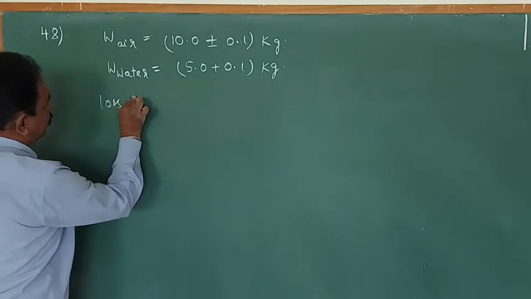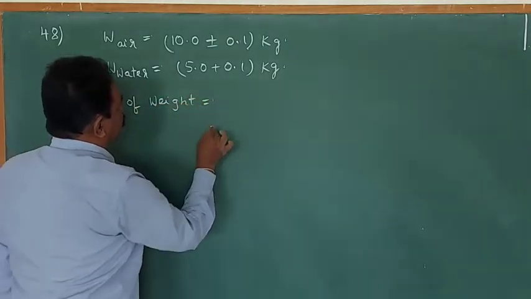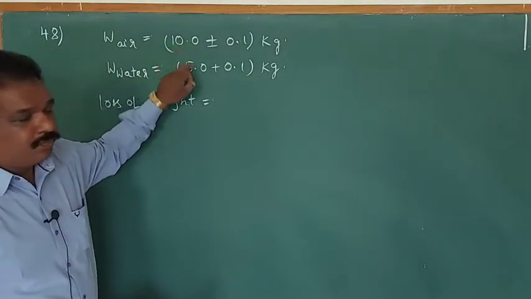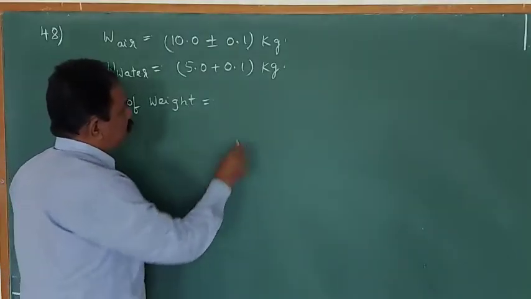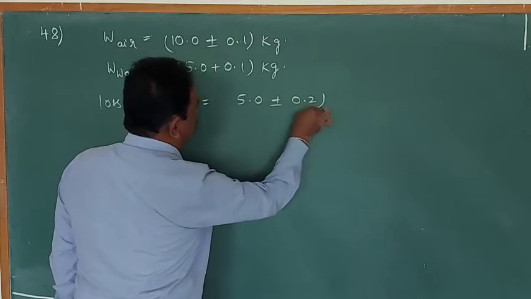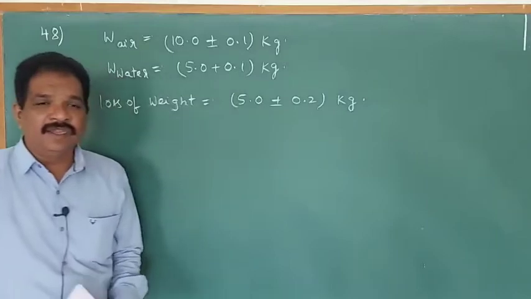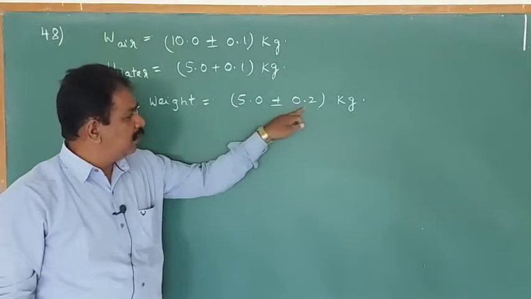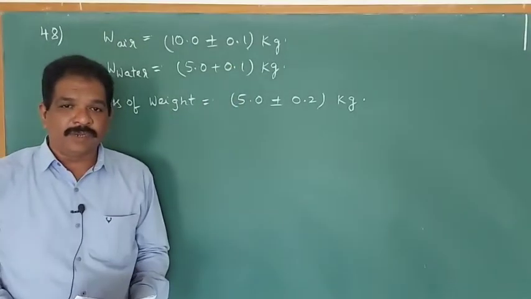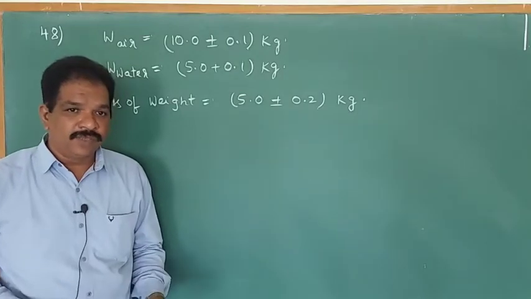Loss of weight is equal to how much? You have to subtract these two. 10 minus 5, this will be 5. Errors you have to add always, either in subtraction or in addition. So the error will be 0.1 plus 0.1, that value is equal to 0.2 kg.